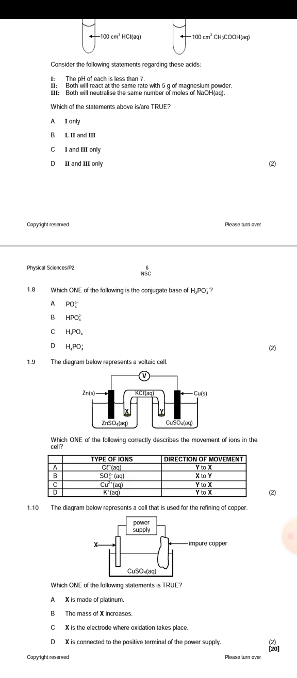Then they say X is connected to the positive terminal of the power supply. What is connected to the positive power supply? Okay, that is definitely the anode, right? So that will be wrong there. So the correct answer is definitely going to be B. Yeah, so B is the correct answer. Yeah, and that is it.